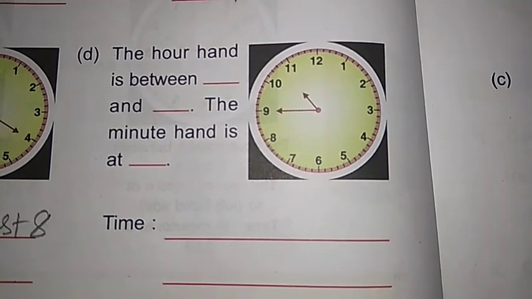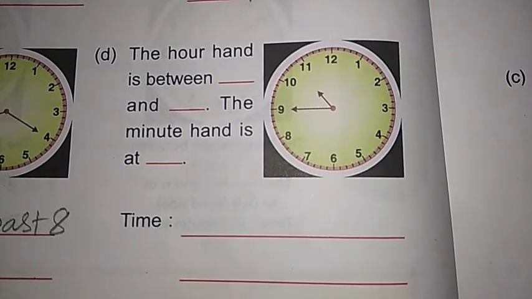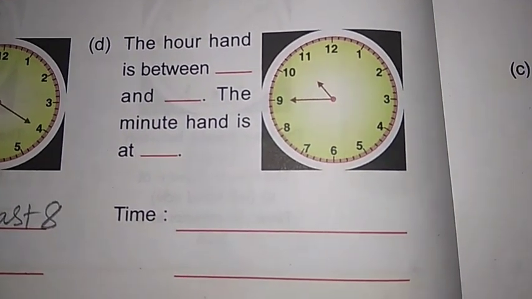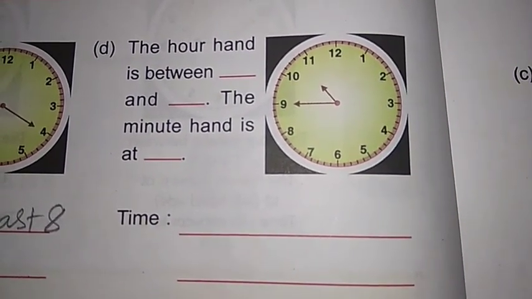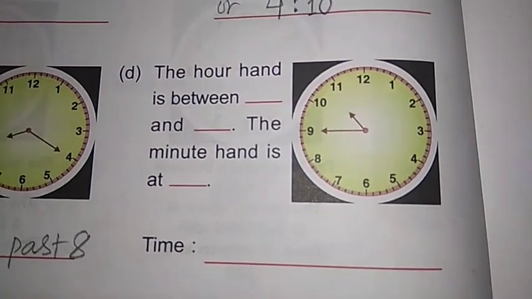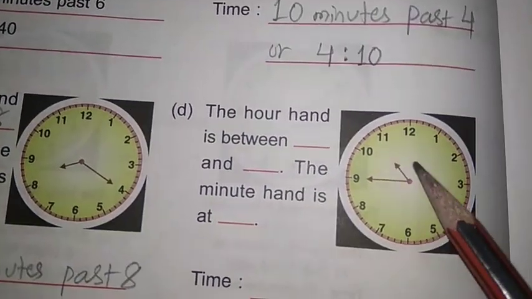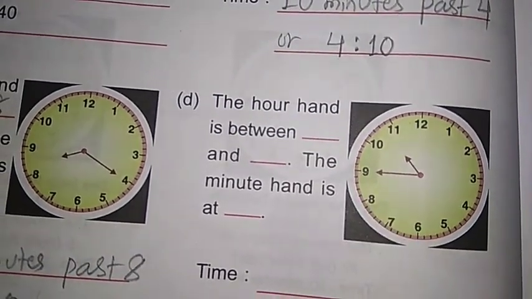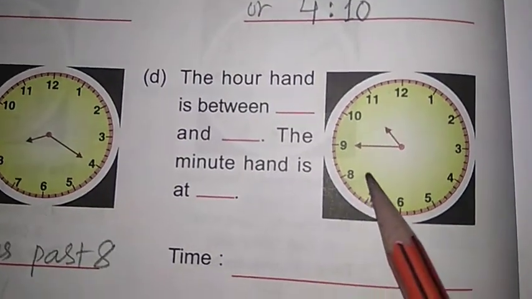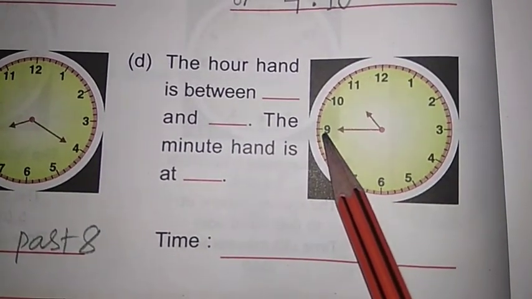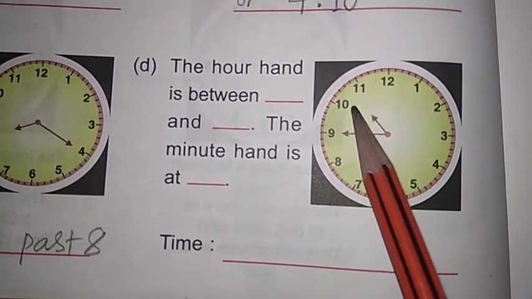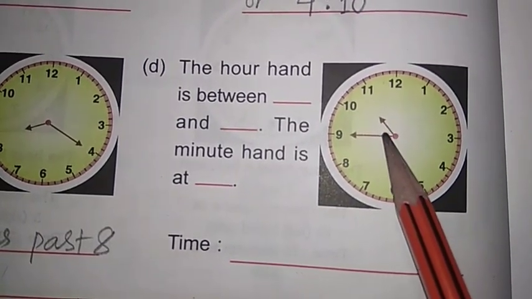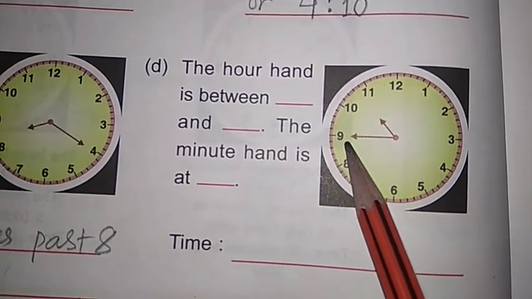The hour hand is between dash and dash. Children, find out, the hour hand is between 10 and 11. The minute hand is at 9. You can see here the hour hand is between 10 and 11. The minute hand is at 9. So the minute is 9 5s are 45, and the hour will be written as 10, because 11 has not come yet. It is 10:45.